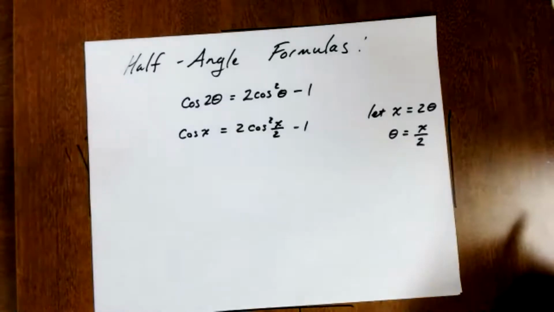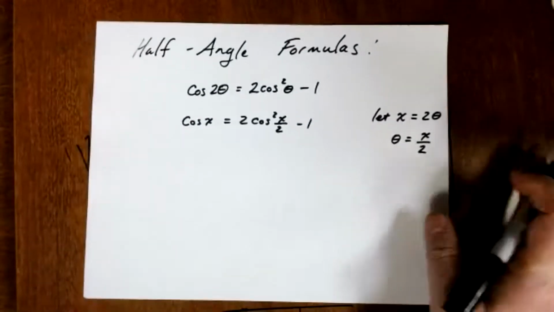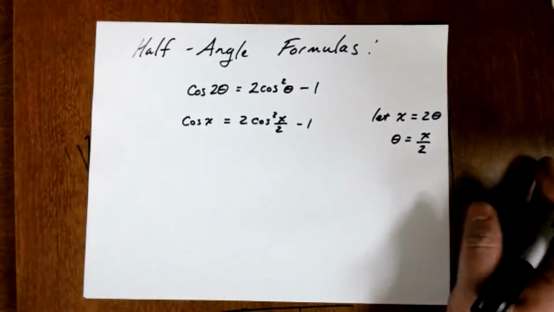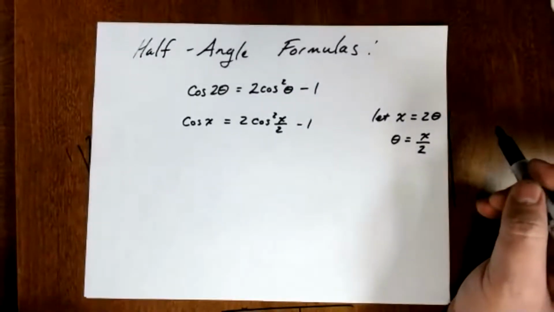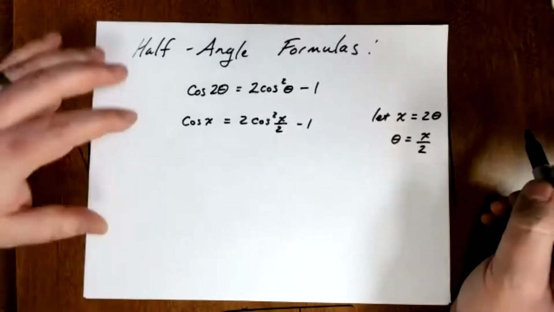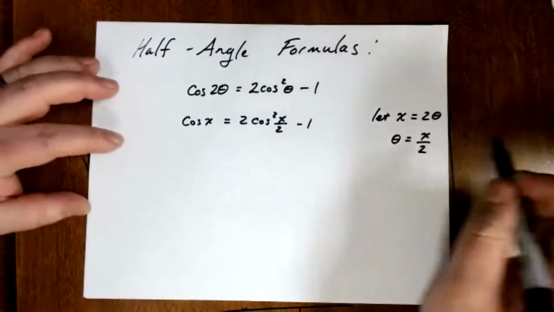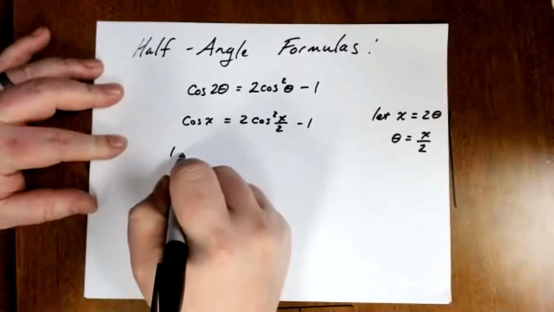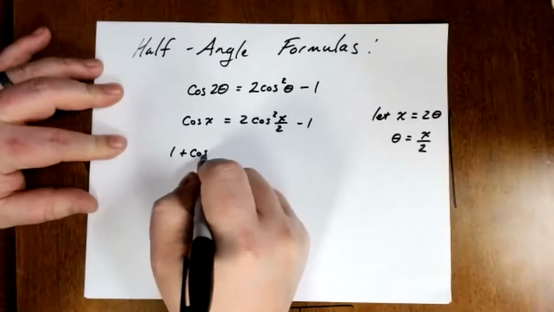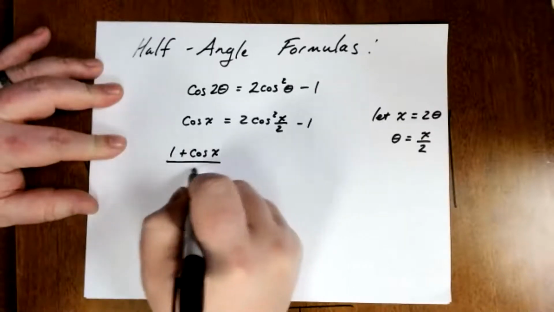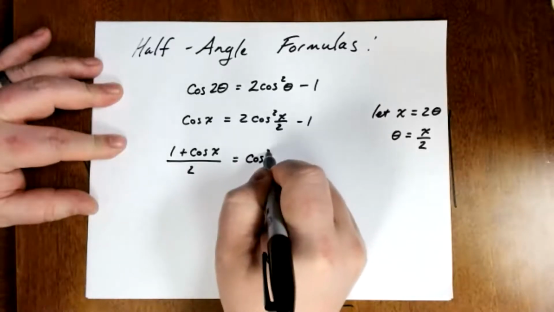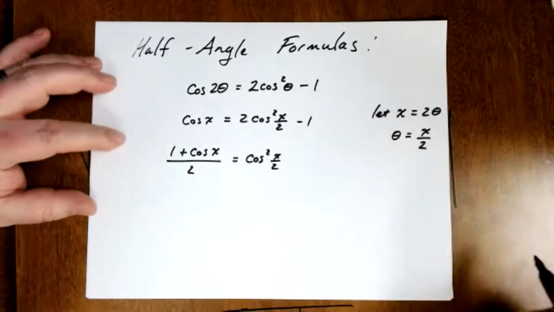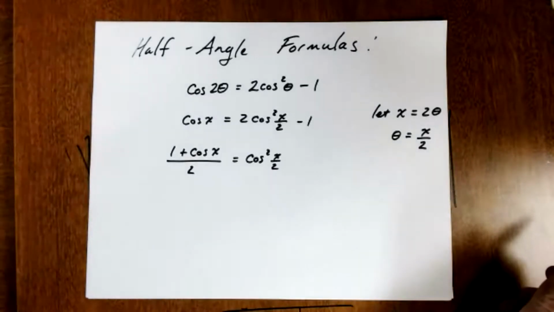Now, this helps us because now we can solve for the cosine of x over 2, and we'll have a half angle identity. So adding 1, dividing by 2, gives me my cosine squared of x over 2.